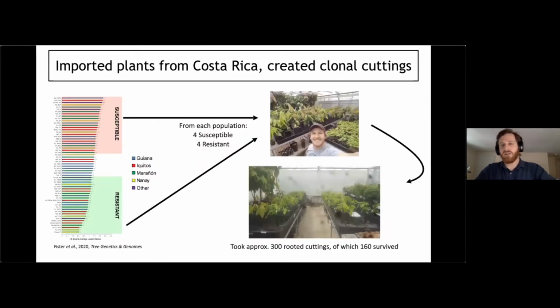So we took the 4 most resistant and the 4 most susceptible genotypes from each of these populations. We imported the grafted plants from Costa Rica to Penn State. And from those grafted plants, we took rooted cuttings for our transcriptome experiment. We took about 300 and ended up with about 160 that survived.